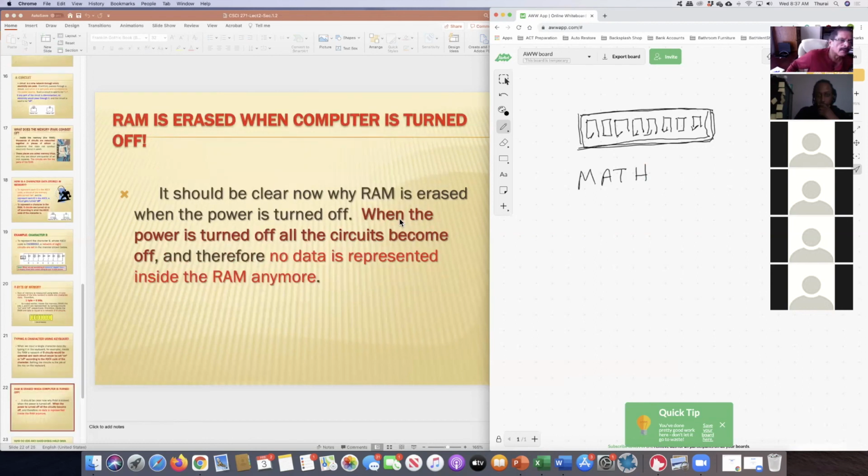So now you can understand why RAM is erased when the computer is turned off. When the computer is turned off, all the circuits are off. There is nothing represented inside the memory, right? In the memory, characters are represented by turning circuits on and off. So you have to have the power. You have to have electricity going through those circuits that are turned on. Only then can the system recognize the characters. So when the computer is off, all the circuits are off, so there is no more data inside it.